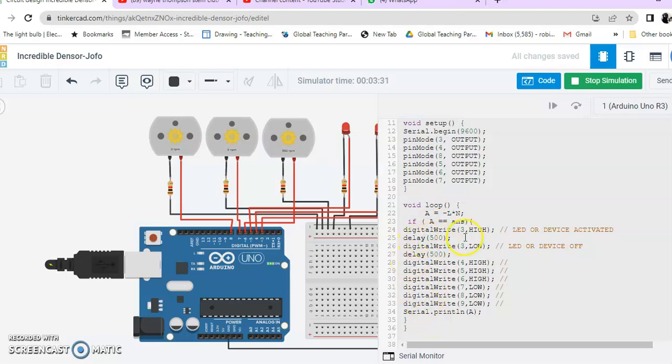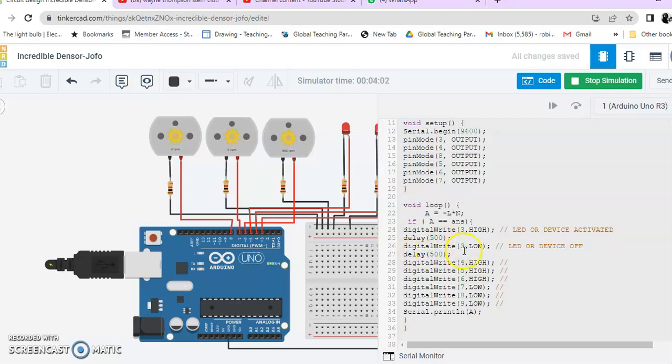So I'll have digitalWrite(3, HIGH). This means that I'm putting 5 volts on pin 3. That 5 volts is going to be on pin 3 only for a short time, half of a second. Delay(500) means half of a second, because the delay function is measured in units of milliseconds. So 1000 milliseconds gives us 1 second, 2000 milliseconds gives us 2 seconds, etc.